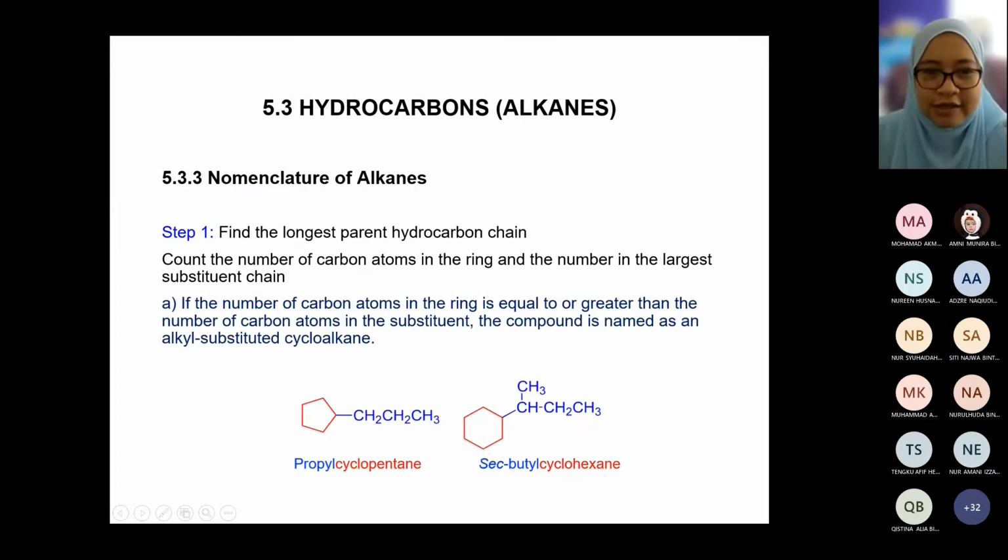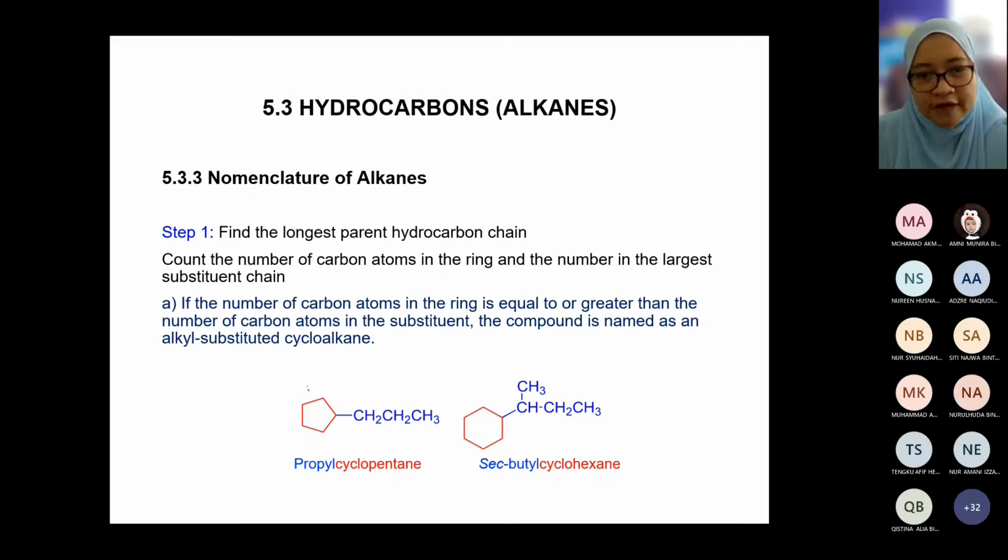Naming juga. Okay, so very quickly, okay, so basically dia punya step dia sama, it's just that there are few highlights that you should know, okay, that I would like to highlight here. Okay, find the longest parent hydrocarbon chain. Of course, you're gonna find the longest.